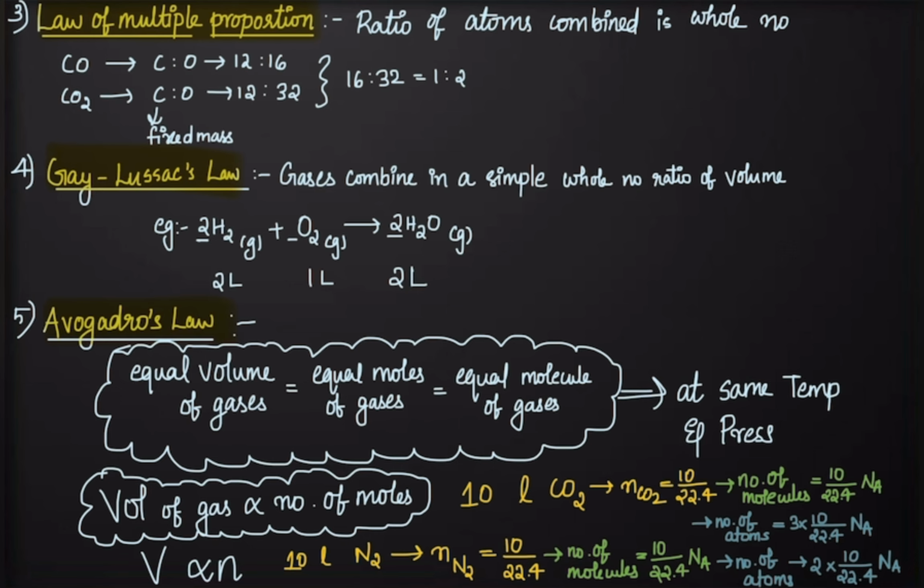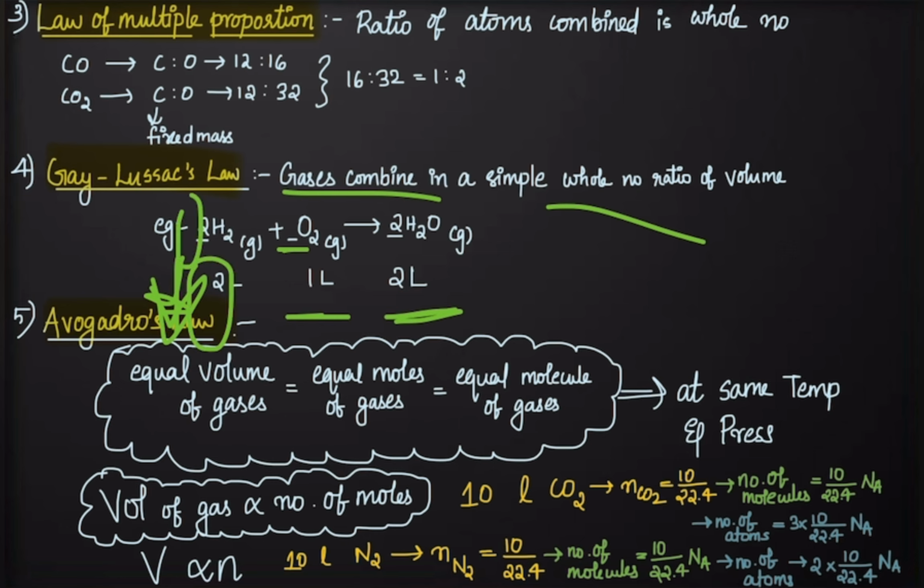And Gay-Lussac's law: gases combine in a simple whole number ratio of volume. Here 2 hydrogen gas plus 1 oxygen gas gives 2 H2O gas. If it is 2 liter here, it is 1 liter here and 2 liter here, so they combine in a simple whole number ratio of volume.